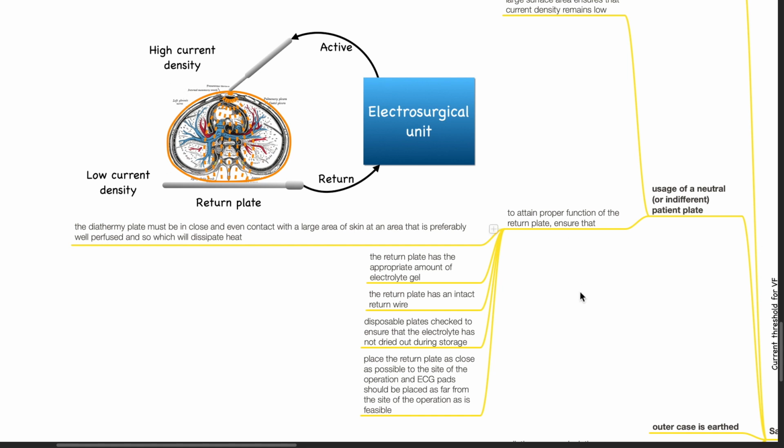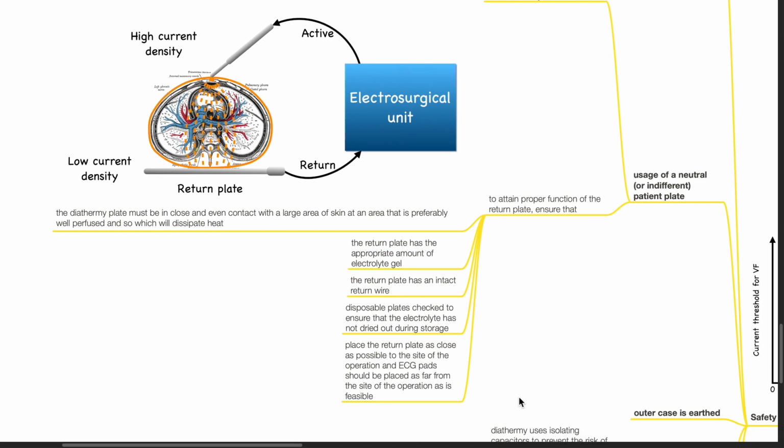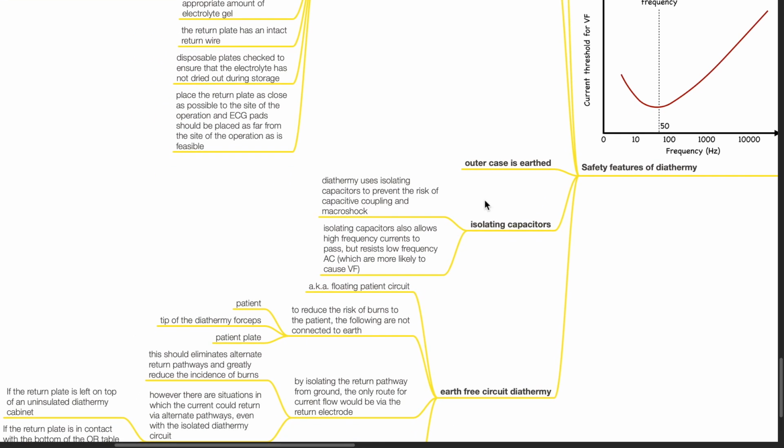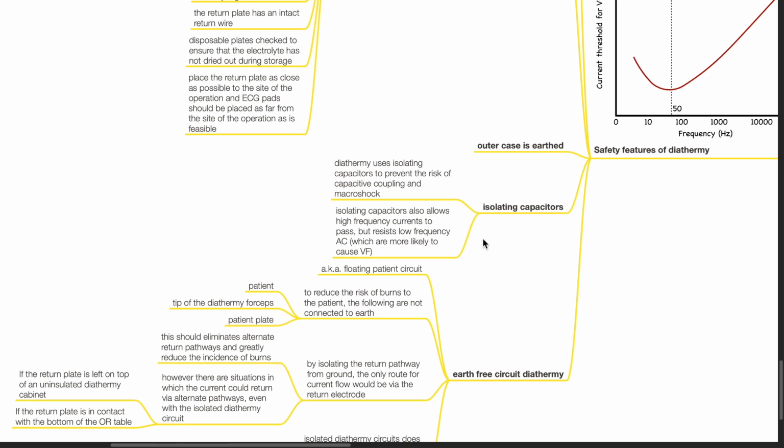Place the return plate as close as possible to the site of operation, and ECG pads should be placed as far as possible from the site of operation. The outer case is earthed. Isolating capacitors: diathermy uses isolating capacitors to prevent the risk of capacitive coupling and macroshock. Isolating capacitors also allow high-frequency currents to pass, but resist low-frequency AC, which is more likely to cause VF.